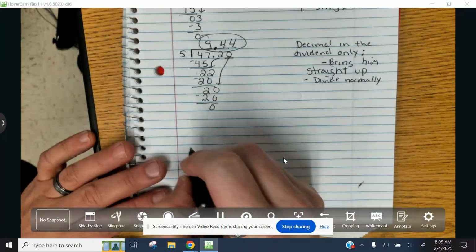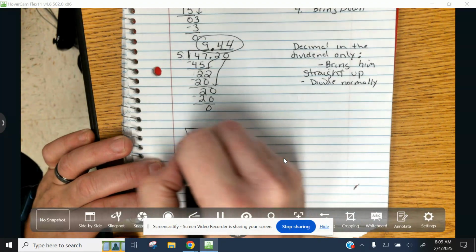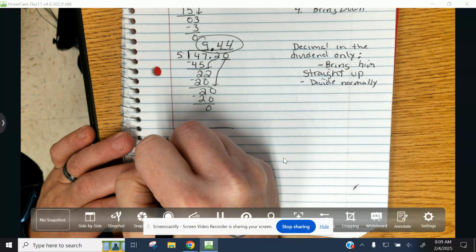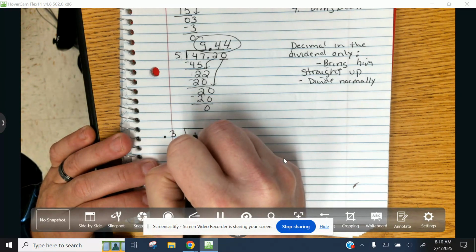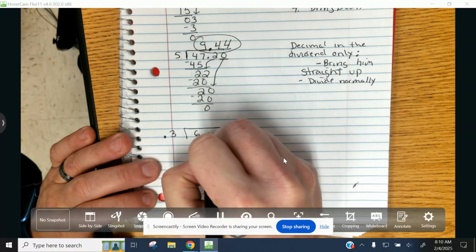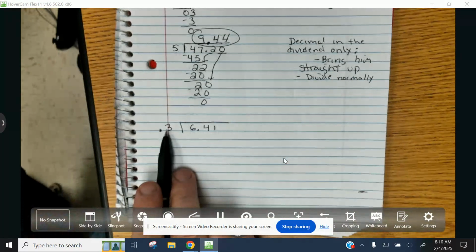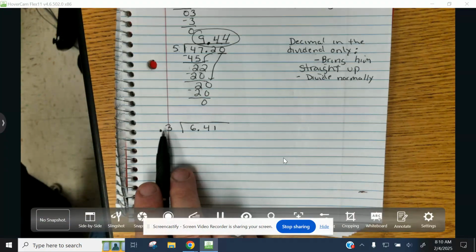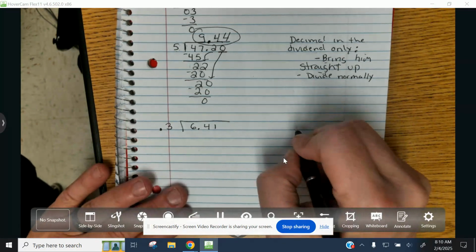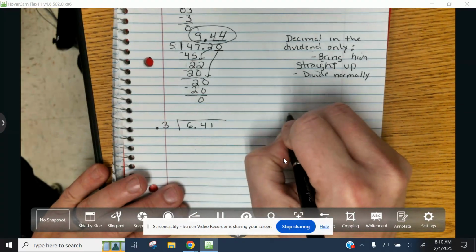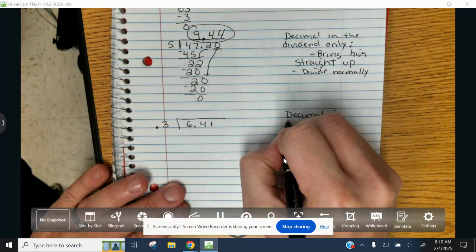Okay? Now, watch what happens when I have a decimal in the divisor and the dividend. So we'll go 0.3 and 6.41. Okay? You do not want a decimal in the divisor. It's okay to be in the dividend. It is not okay to be in the divisor. So we want to get rid of the decimal. What do we do if there's a decimal in the divisor?